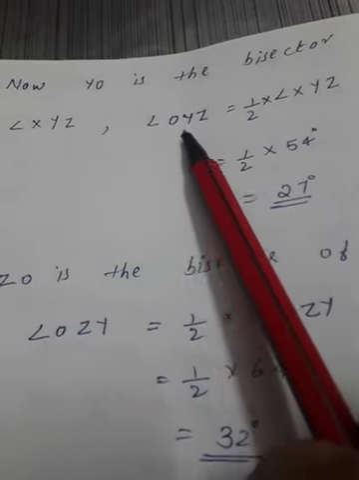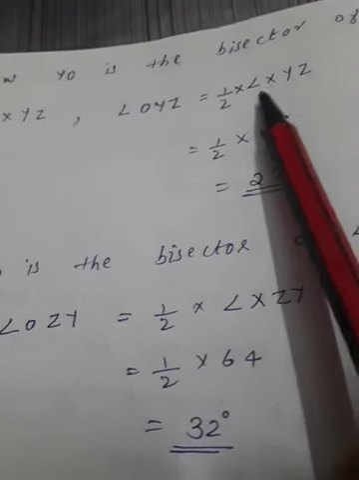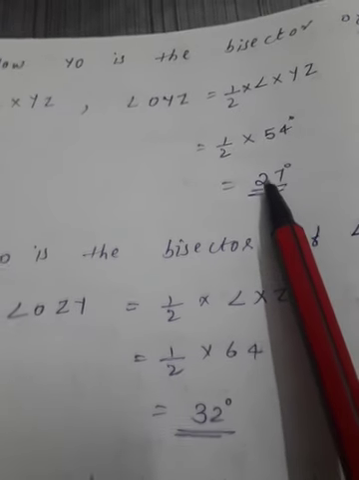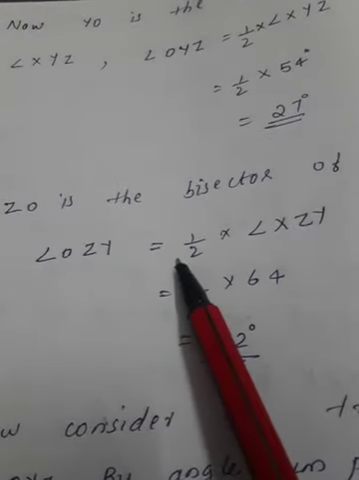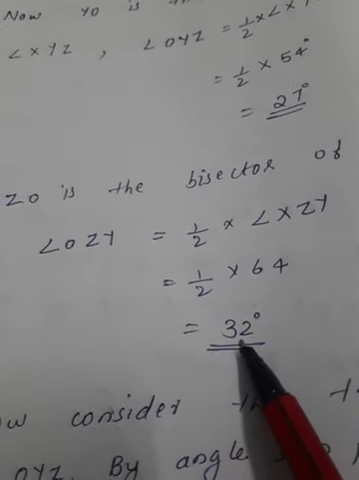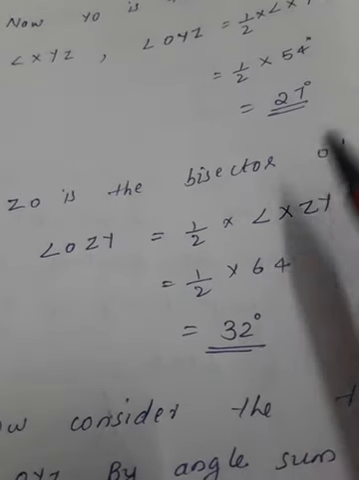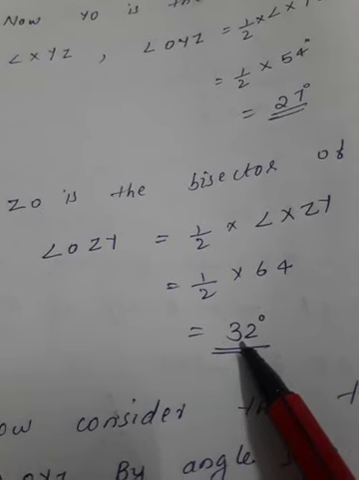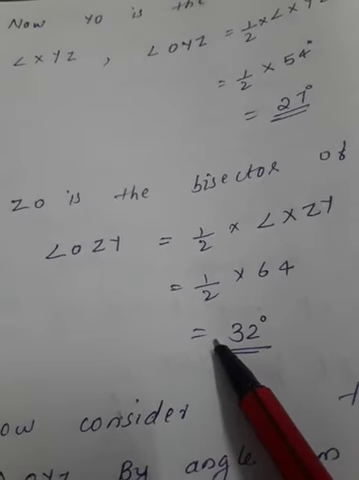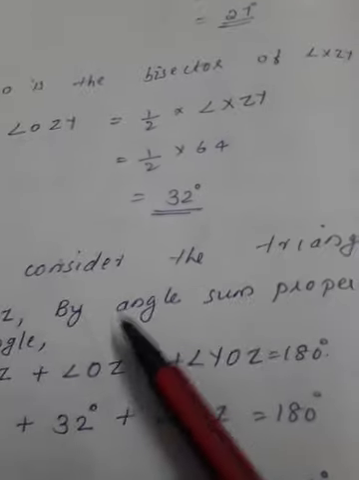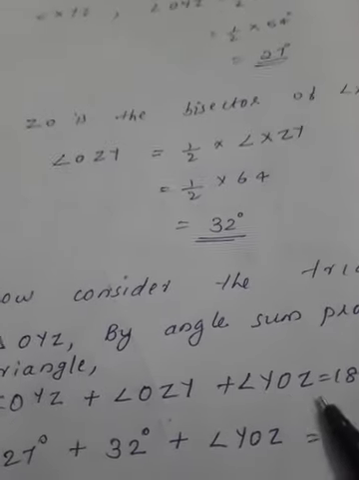So now angle OYZ equals what? Half of angle XYZ, that is half into 54 equals 27 degrees. Then the same way OZY is half of XZY, that is half of 64 equals 32 degrees. Okay, so here we got OYZ 27, OZY 32. Then we need to find what? ZOY, or YOZ. ZOY and YOZ are the same.